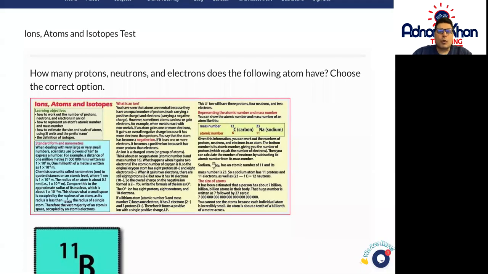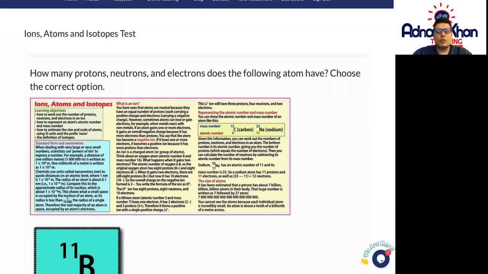Let's move on to ions. Normally atoms are neutral. They have the same number of protons in the nucleus as they have electrons orbiting in the energy levels surrounding the atom. Atoms can, however, lose or gain electrons.